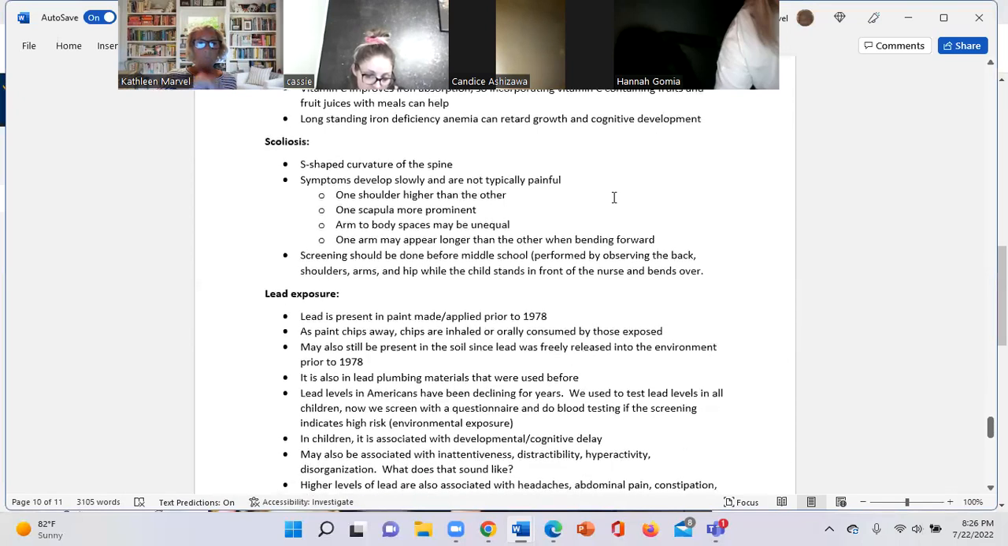Scoliosis. What's scoliosis? It is a curvature of the spine. Symptoms develop slowly and are not typically painful. One shoulder is higher than the other, one scapula is more prominent. Your arm to body space may be unequal. Maybe one arm might seem longer than the other.